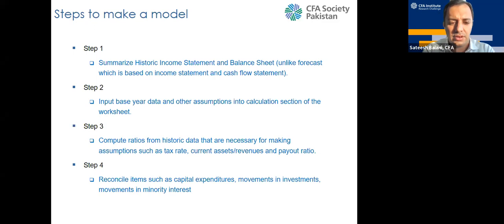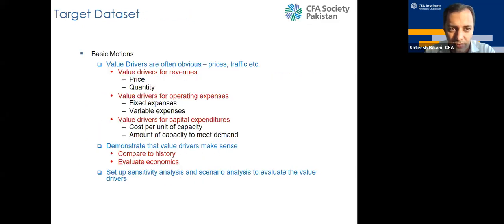And you should also have reconciliation of different accounting heads, like movement statements, capex, minority interest. These kinds of movements should be well in line. So this is just a brief on what are the main drivers of revenues, or what kind of inputs you would need when you are making a financial model.